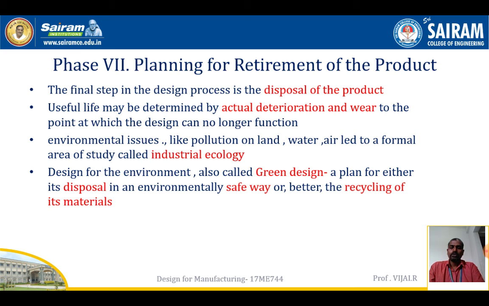So we should know about ecology. Ecology is very important for engineering industries now. If the industry is not following the proper disposal way, then it is a problem for the industry also. So design for the environment is planning at the retirement stage: how safely we can remove this material after the final stage, and whether the possibility of recycling is there or not. These are all the 7 phases covered in this topic.